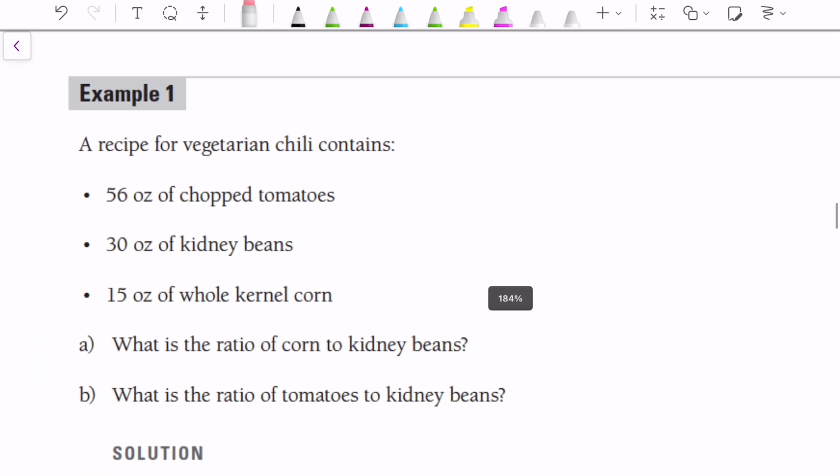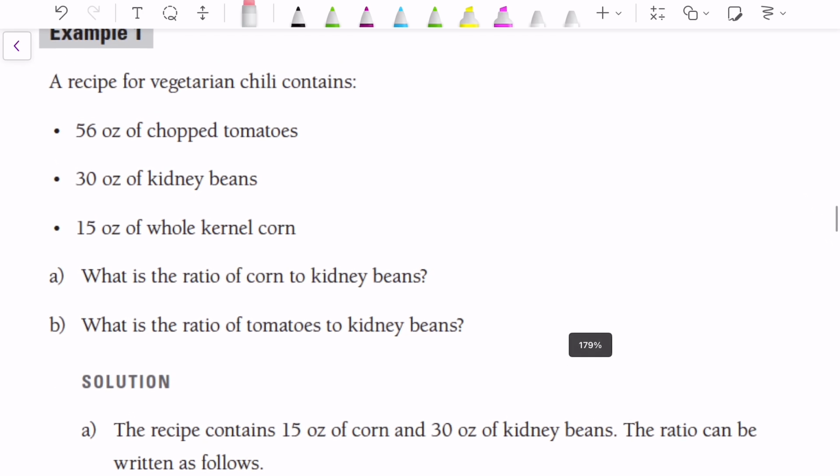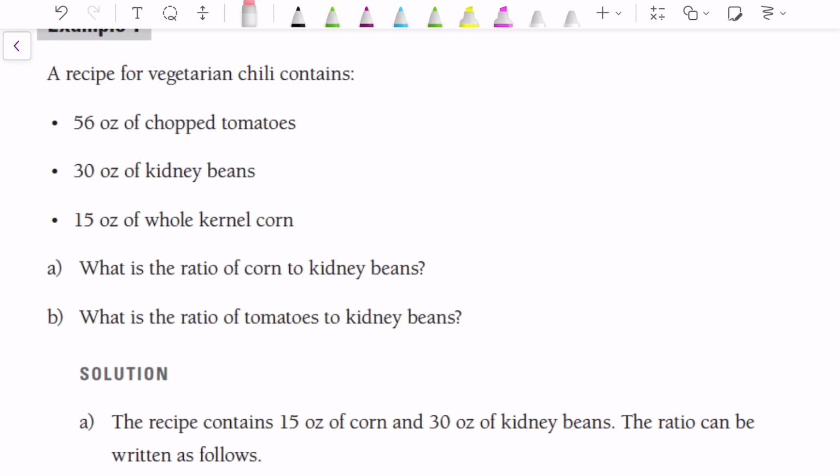All right, so let's talk about example number 1. A recipe for vegetarian chili contains 56 ounces of chopped tomatoes, 30 ounces of kidney beans, and 15 ounces of whole kernel corn. A is asking what is the ratio of corn to kidney beans, and B is asking what is the ratio of tomatoes to kidney beans. So for A, we just take exactly what we see. We want corn and kidney beans, so we have 15 and 30 to deal with.